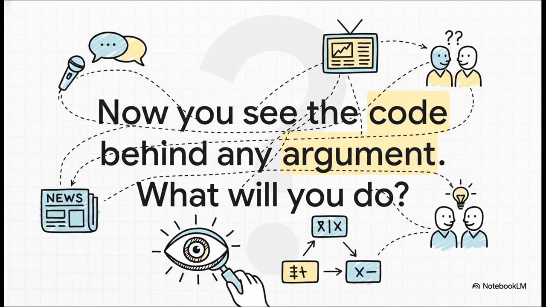with a friend, you'll be able to see the code behind the argument, like you're in the Matrix or something. You can spot what kind of claim is being made and where the weak points are. So the only question left is, what are you going to do with this new superpower?